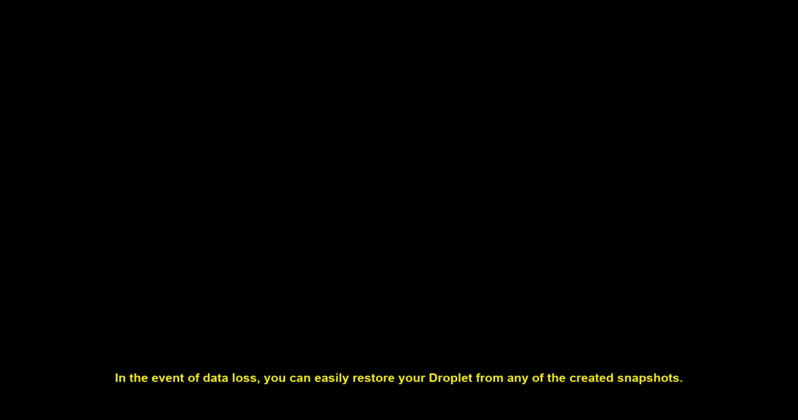In the event of data loss, you can easily restore your droplet from any of the created snapshots. Simply go to the Snapshots tab where your backups are listed. Select the snapshot you want to restore. Click on the Restore option associated with that snapshot.